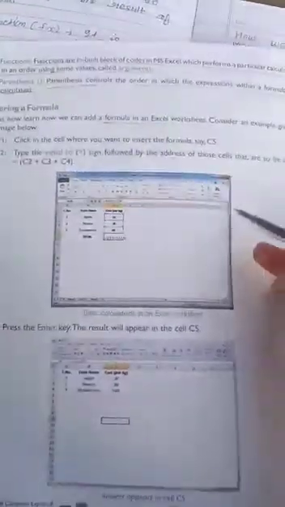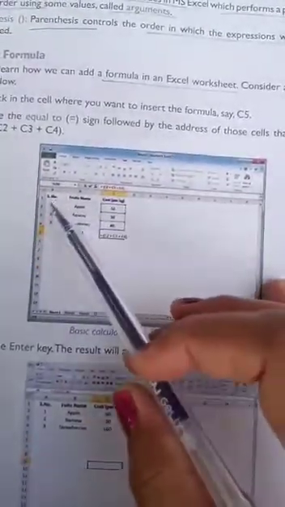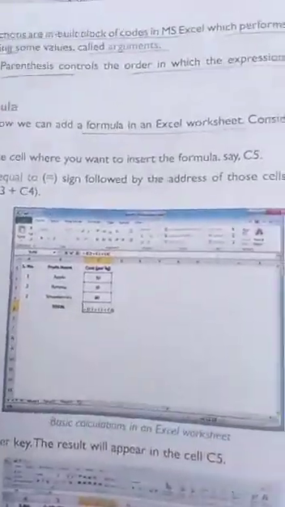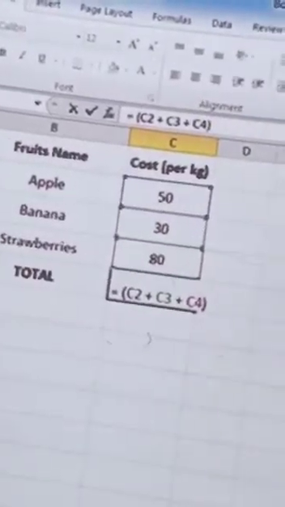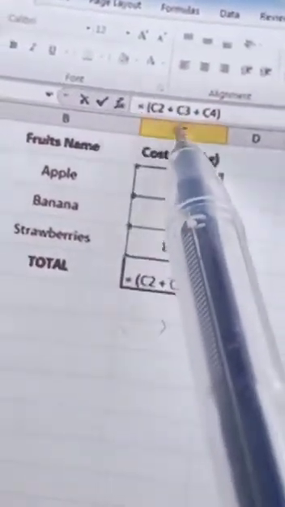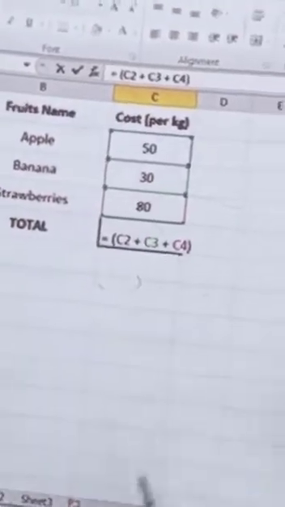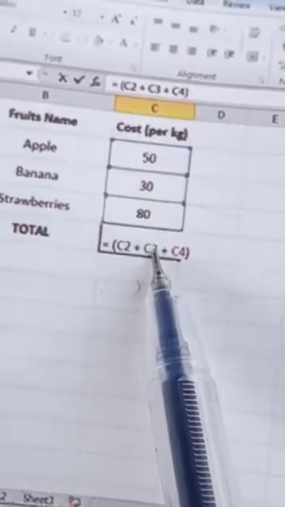So here we have given some examples of how to enter a formula. We will consider this one. Here we have a list in which we have the serial number, fruit name and cost of fruits. Here in the formula bar we have equals to C2 plus C3 plus C4. We can write the formula in the cell and also in the formula bar. This is the formula bar and this is the cell.